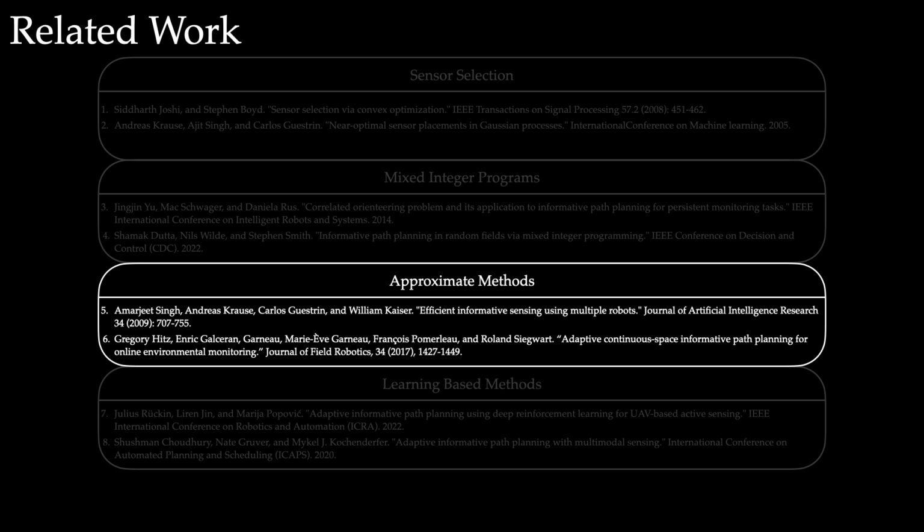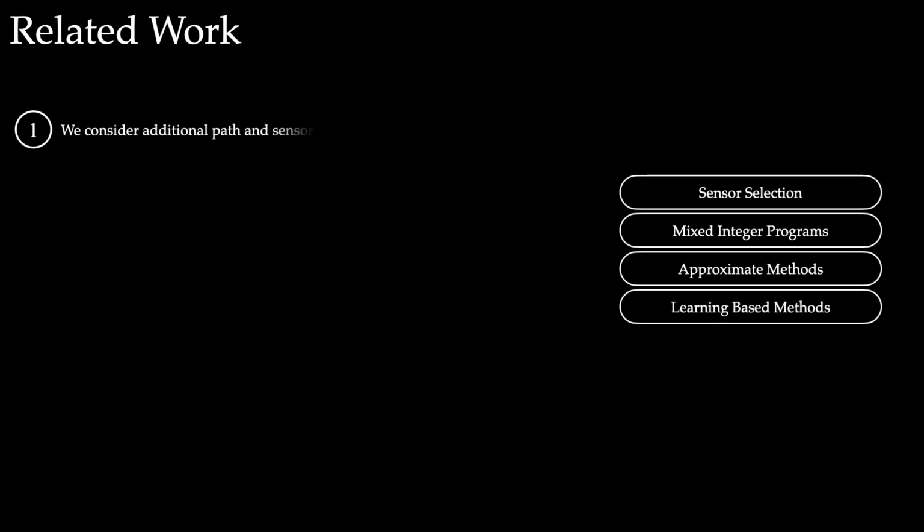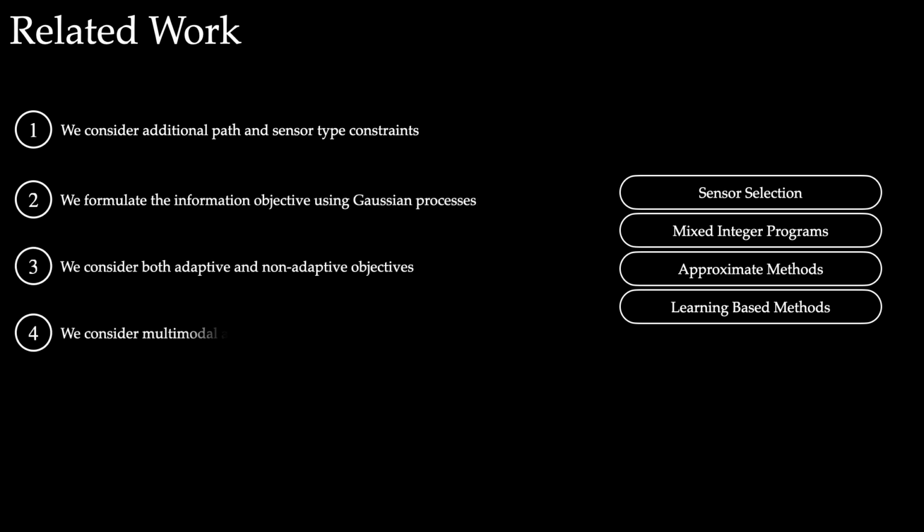And then more recently, learning-based methods have become popular where typically these are looking at training a neural network offline to learn informative actions and then querying that network in an online tree search-based setting to produce a policy. So in the context of this related work here, how the methods that we're going to be talking about today differ is that we're considering additional path and sensor type constraints in these problems.